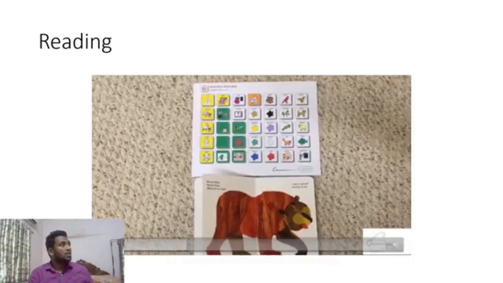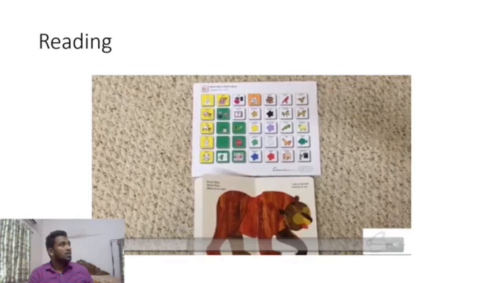You can use, this is an example where there is no device, only a low-tech communication board. Let's read our book. Brown bear, what do you see? Let's turn it. Oh, that's like your talker. Brown bear, what do you see? I see a red bird looking at me. Let's turn it. Let's find out. Ooh, it's a red bird. Red bird, what do you see?